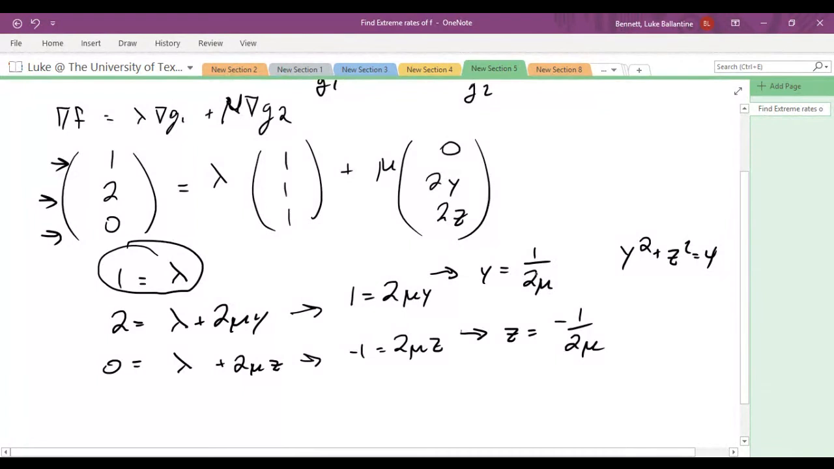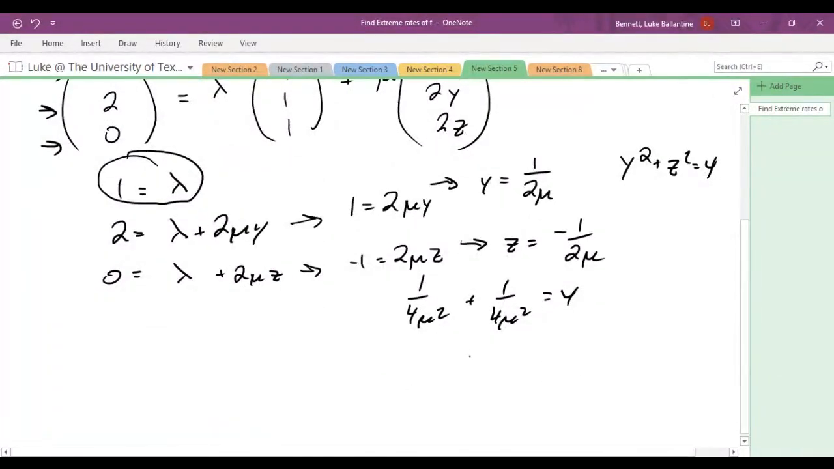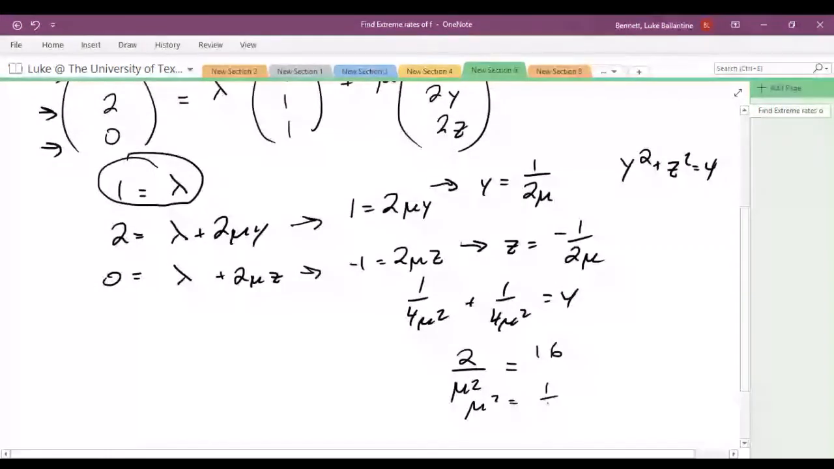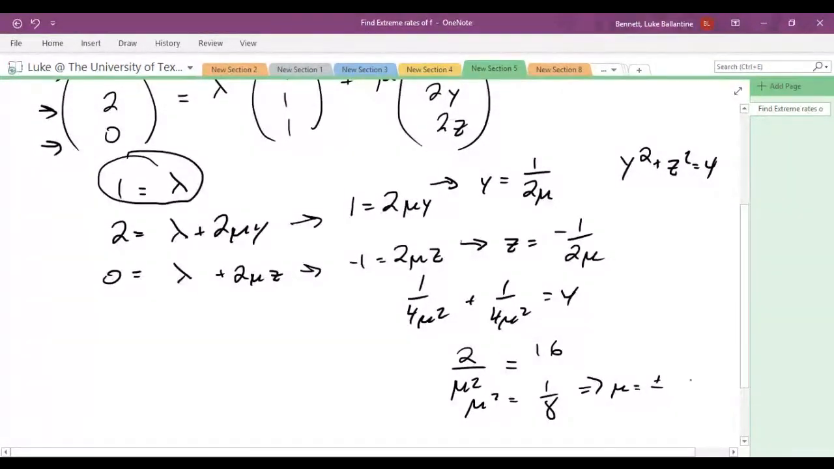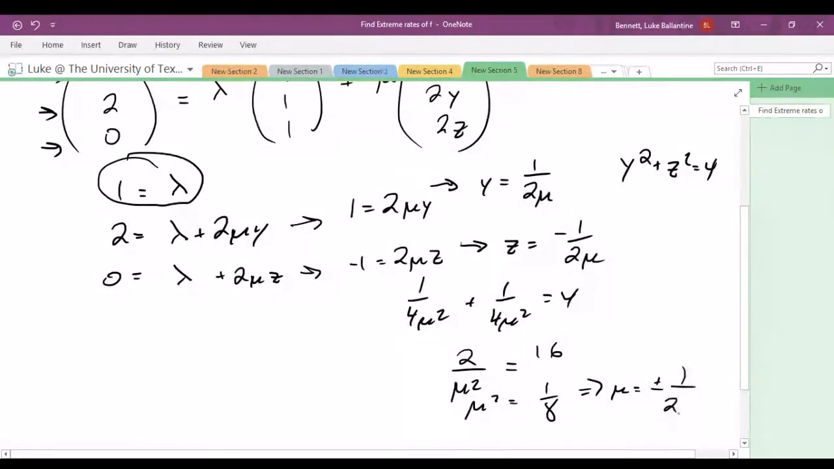We have a function of y and z as one of our constraints. So we're just going to plug in y and z and find mu. So we have 1 over 4 mu squared plus 1 over 4 mu squared is equal to 4. Hit everything with the 4, and we have 2 over mu squared is equal to 16. So mu squared is equal to 1/8. So mu is equal to plus or minus 1 over 2 square root of 2.